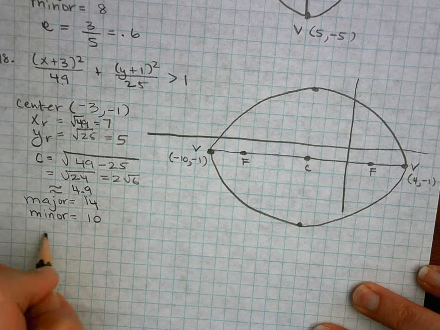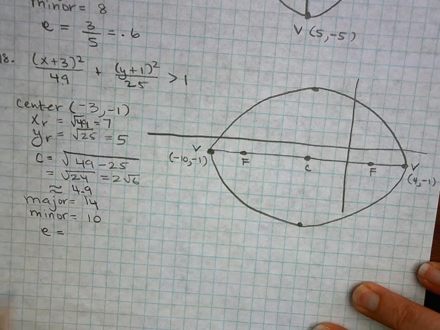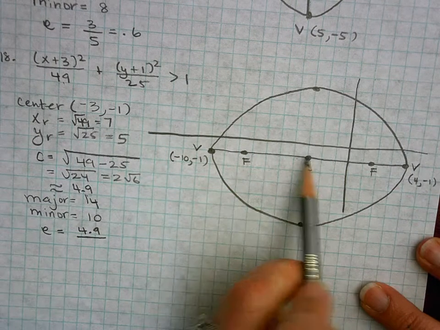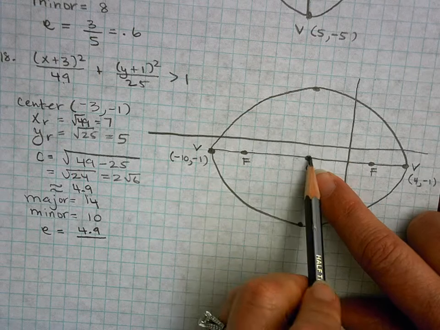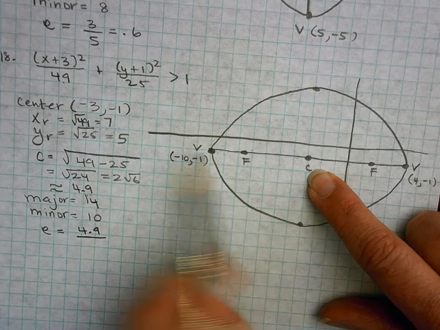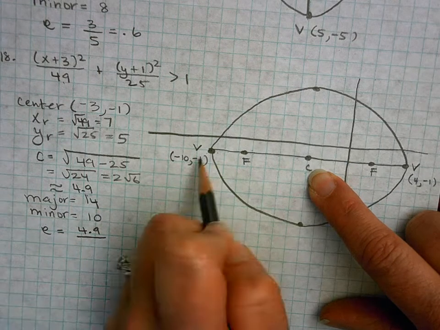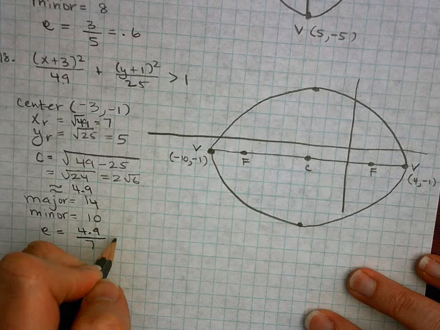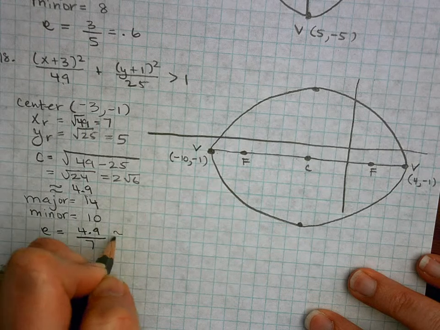And then for my eccentricity, so the value of C, which was 4.9, so the center to the focus, 4.9, and then the center to the vertex. And so that would be my X radius, which is 7. So then I would just do 4.9 divided by 7, and so that would be about 0.7.